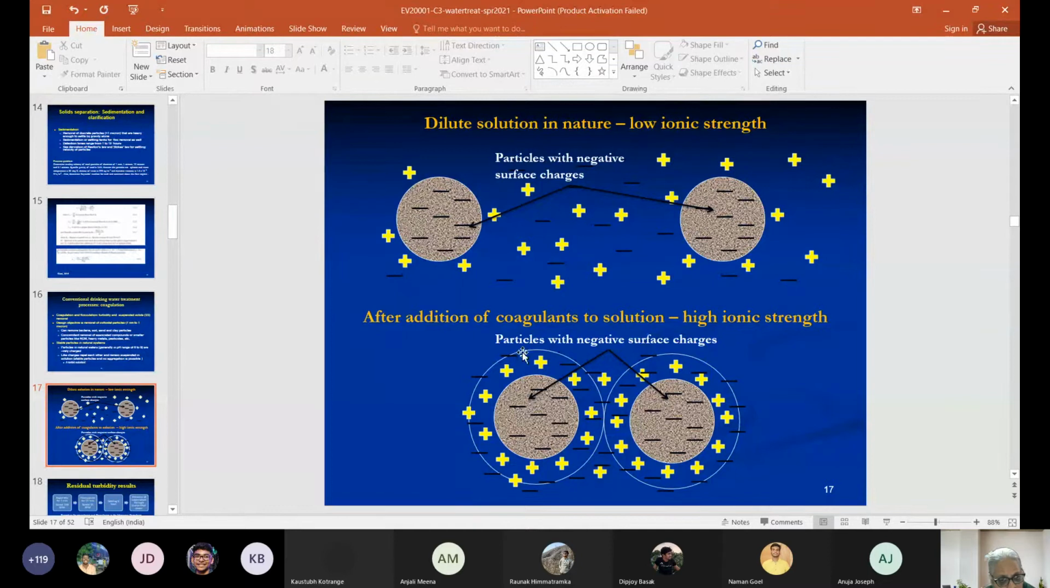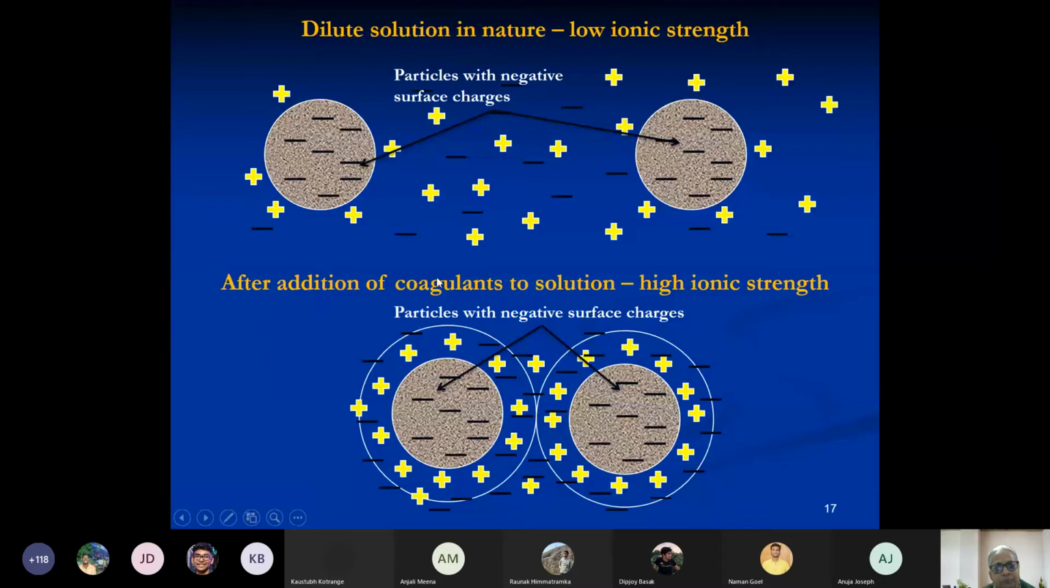And so how do we destabilize them? Because they give a certain amount of turbidity to water, and we don't want to drink water which has these particles in it. So we add coagulants. Now, if you add a coagulant like alum or ferric chloride, what will happen? Alum will give you aluminum 3 plus, ferric chloride will give you Fe 3 plus.